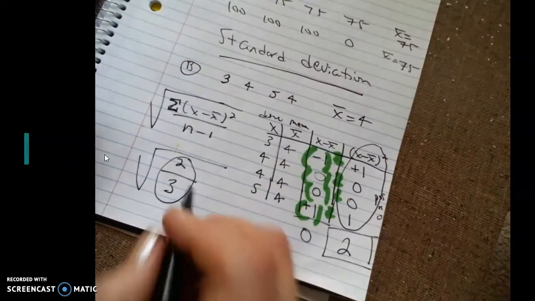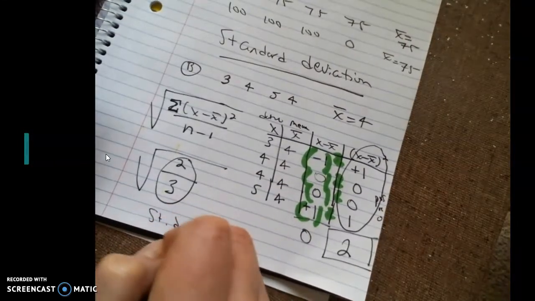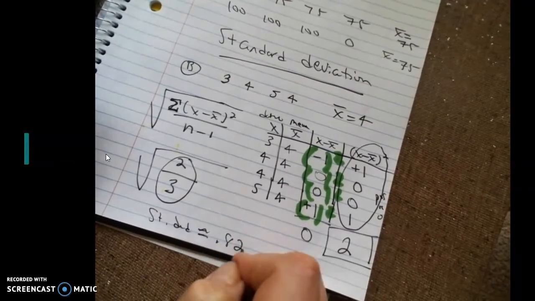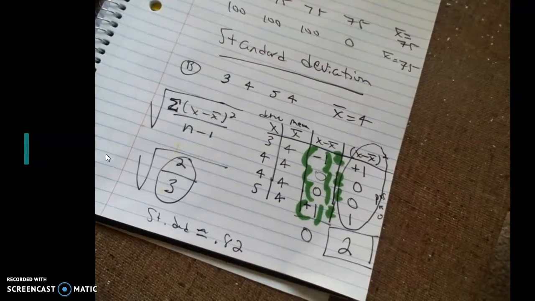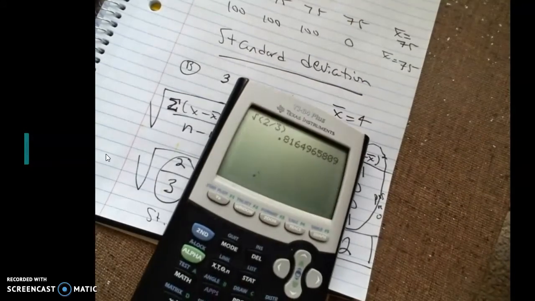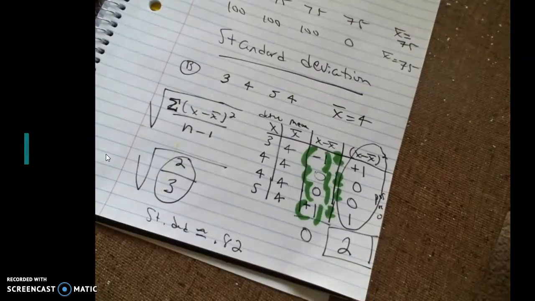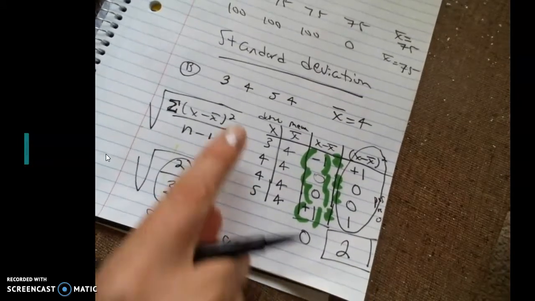Enter. And so my standard deviation is about 0.82, I would say. It depends on how many place values they want. They might want you to round to 4 or 3. You just have to do whatever MyMathLab says. All right, so what that tells you is how they vary.